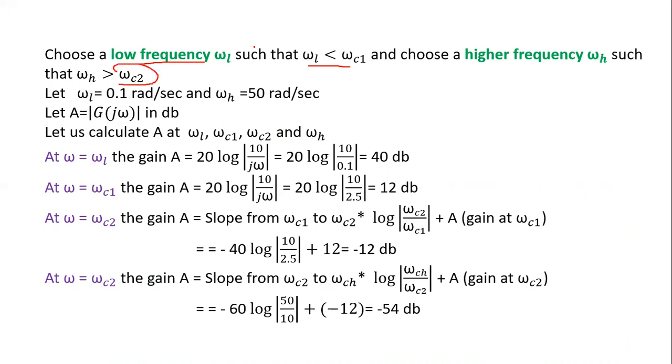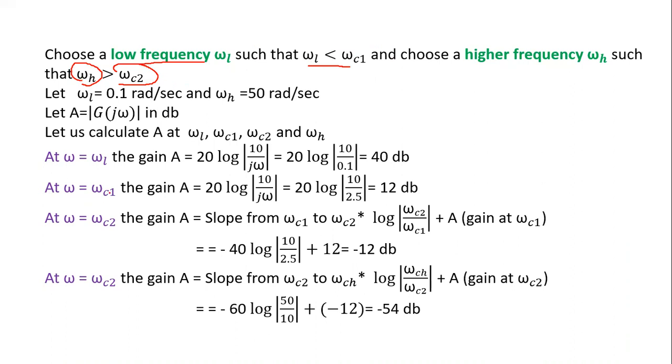Already omega C1 and omega C2 are the least corner frequency and the highest corner frequency. Below the least corner frequency, we need to choose one frequency, that is the lower corner frequency omega L. Above omega C2, the highest corner frequency, we need to choose one more corner frequency, that is the higher corner frequency omega H. So now we have 4 corner frequencies.